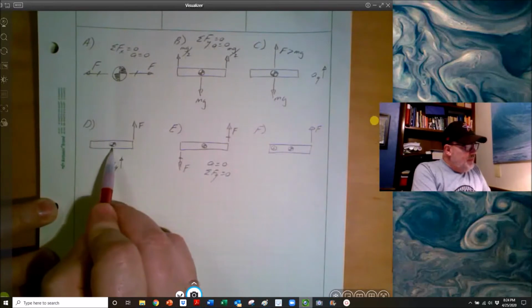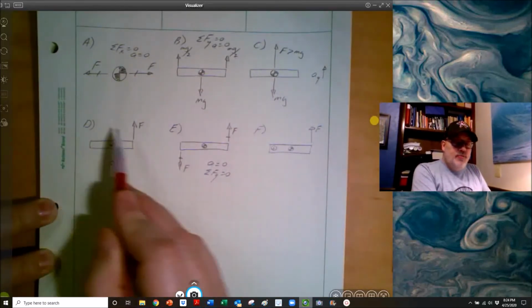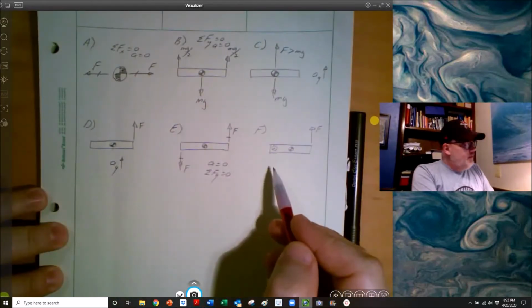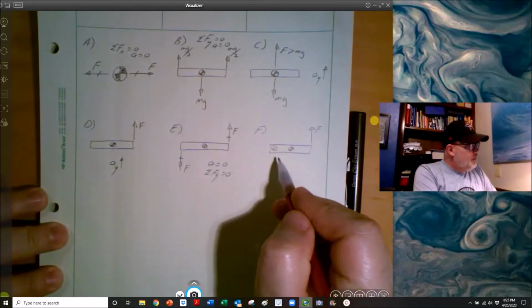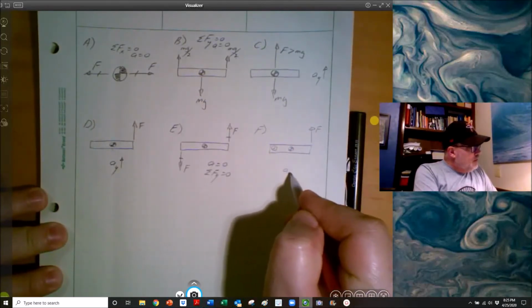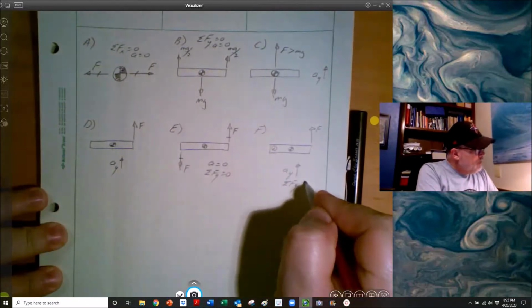We're talking about the center of mass. The center of mass of this object will accelerate up. The center of mass of this object will not accelerate. For our last one, we have an unbalanced force up, and this one is pinned on the left end. And it will accelerate upward. The sum of the forces in the y do not equal 0.